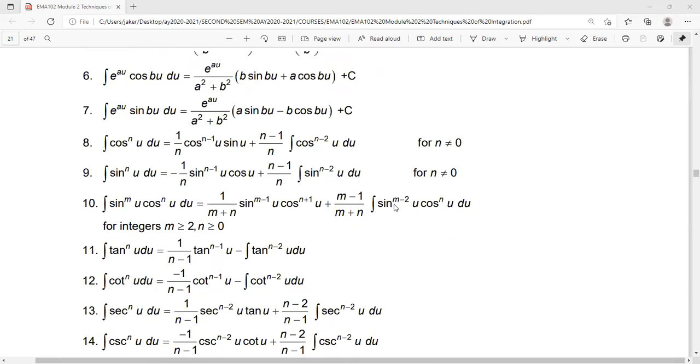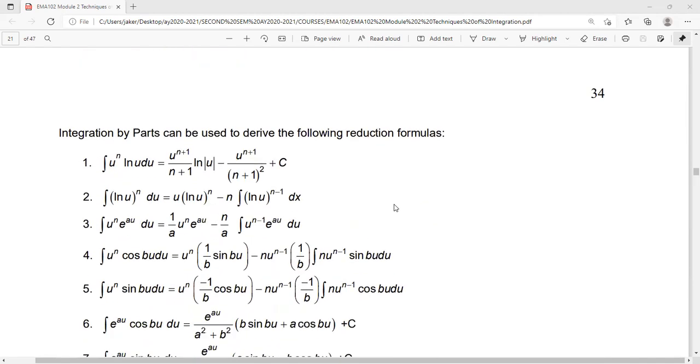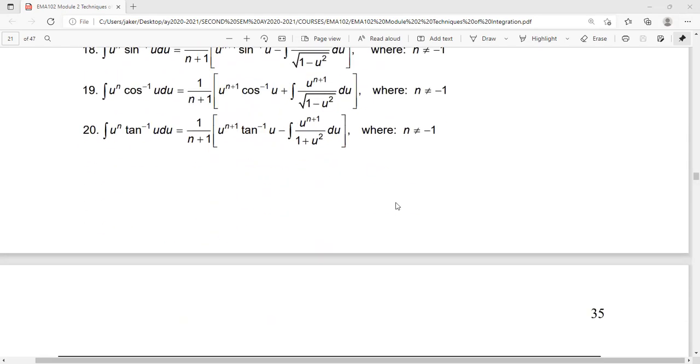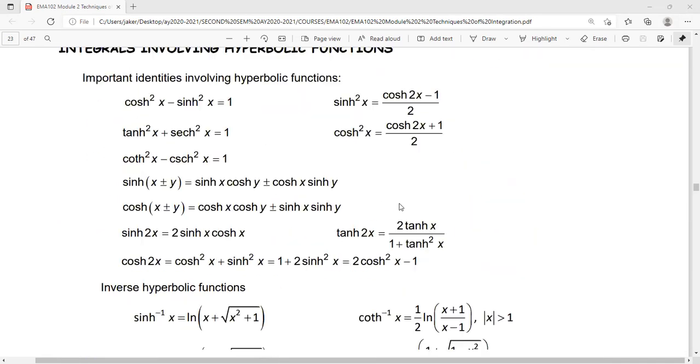Now, these are the formulas that were pre-derived using integration by parts. So that's how useful it is. Okay? Now, we go to the next.